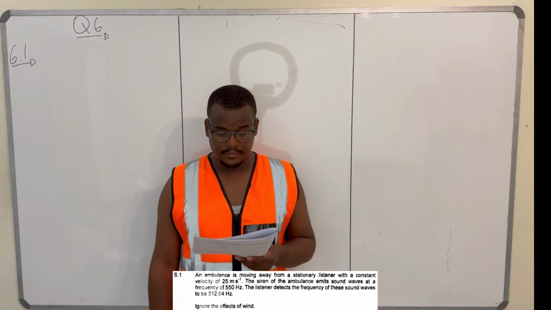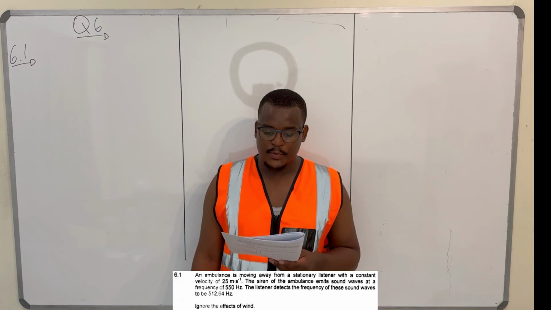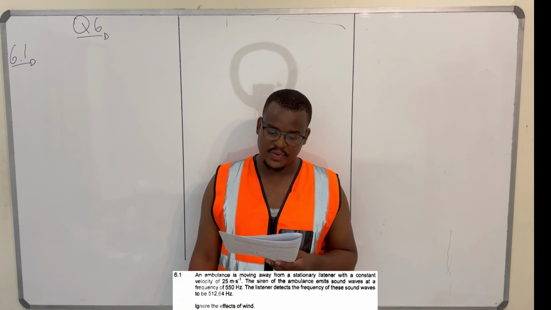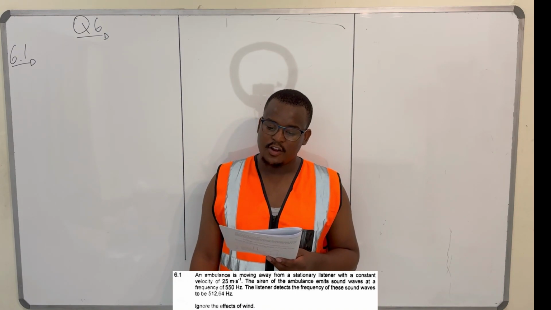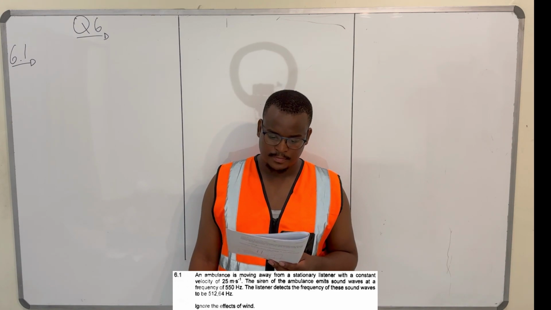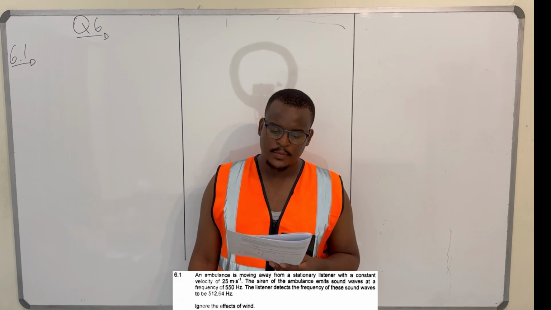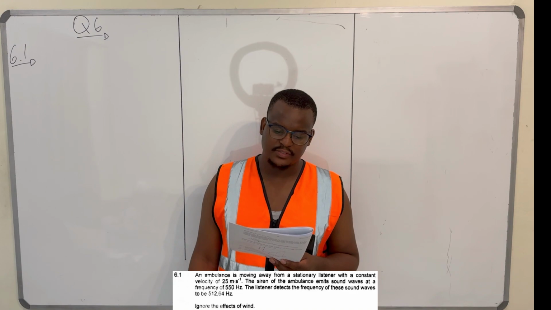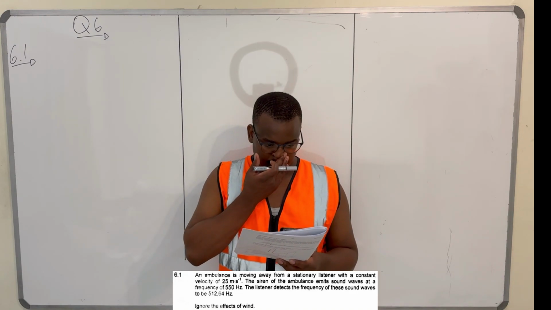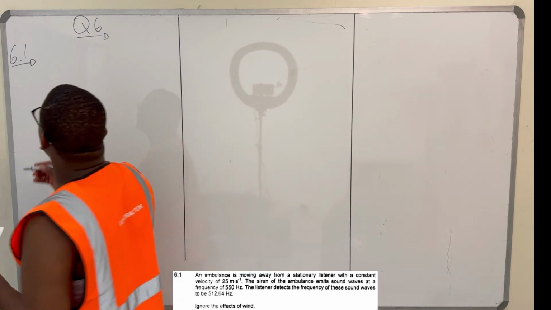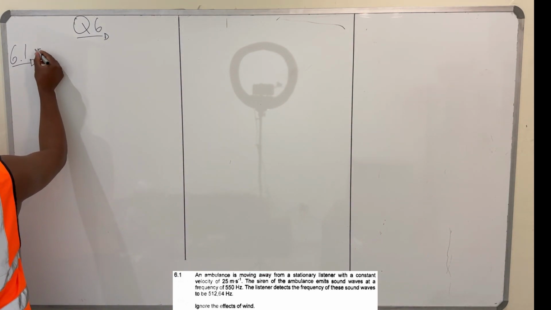Let's read this again. They are saying an ambulance is moving away from a stationary listener with a constant velocity of 25 meters per second. The siren of the ambulance emits sound waves at a frequency of 550 Hz. The listener detects the frequency of the sound waves to be 512.64 Hz, right? Ignore the effects of wind, no problem. So we'll start answering the questions.